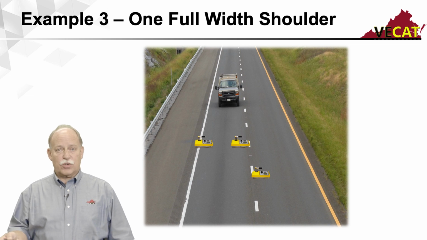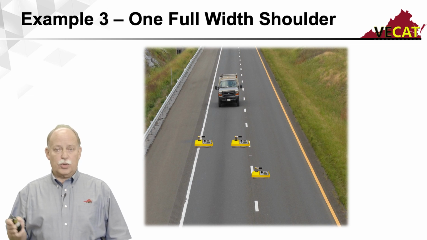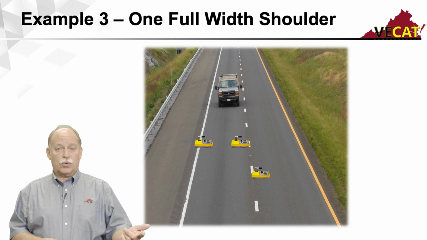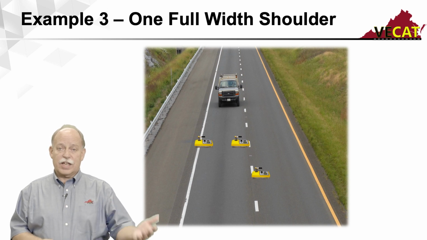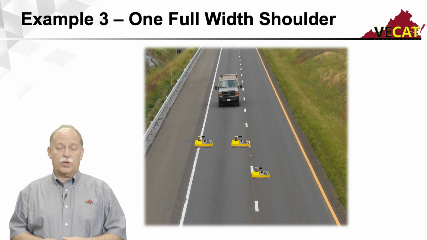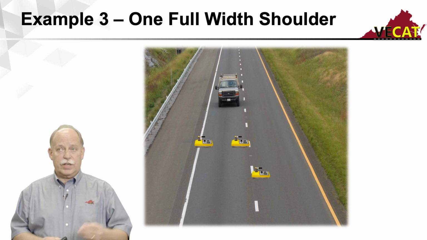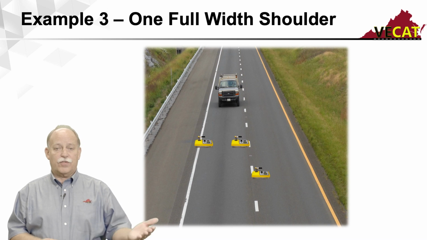You'll have your standard longitudinal joint in the middle between the 2 lanes. You'll have 2 tests for those longitudinal joints, and then you'll actually have to have another longitudinal joint test over on the travel lane against that shoulder, because now you have another longitudinal joint that's adjacent to that. So now you'll have 3 longitudinal joints where you have a full width shoulder that you're paving with.